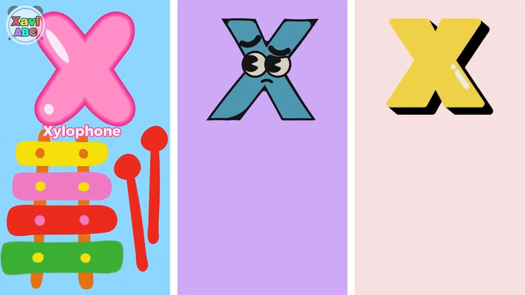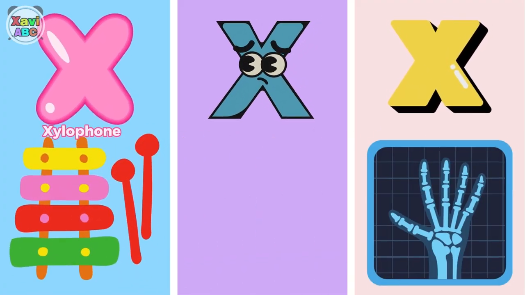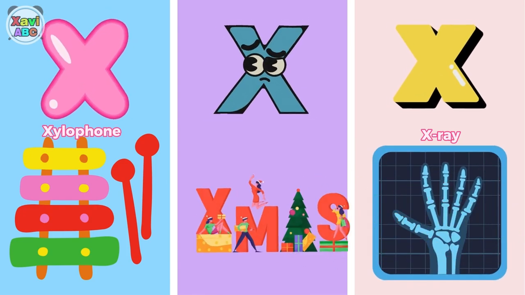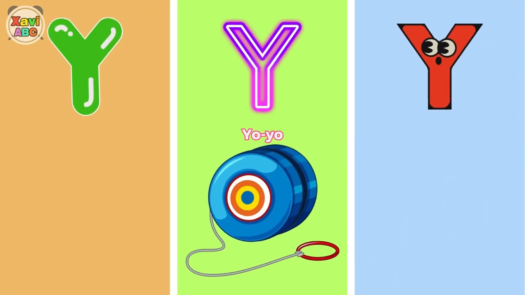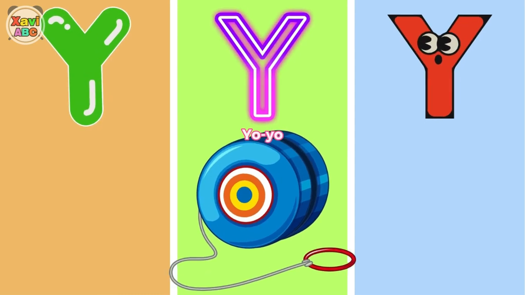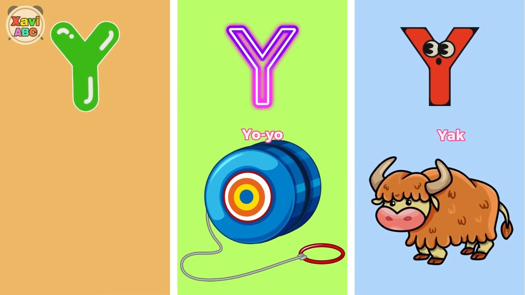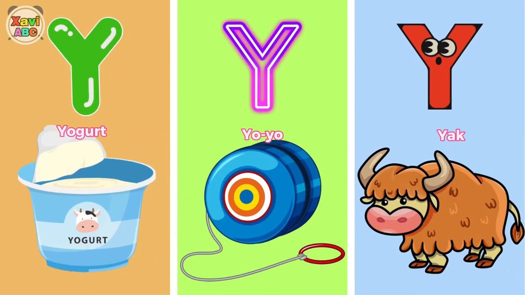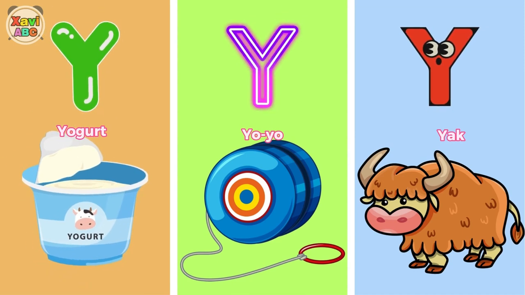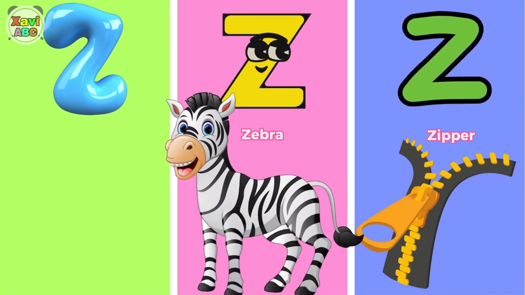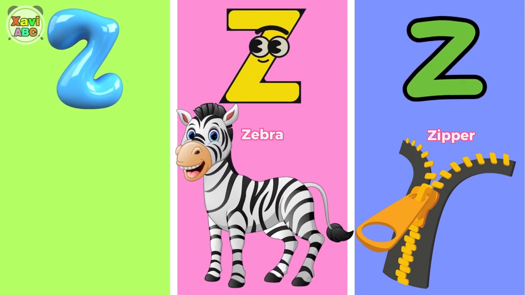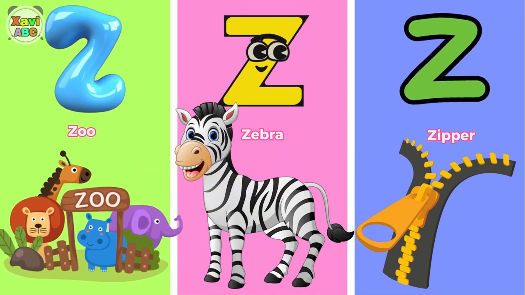X is for xylophone. X is for X-ray, X, Xmas. Y is for yo-yo, yo-yo. Y is for yak, yak. Y is for yogurt, yogurt. Z is for zebra, zebra. Z is for zoo, zoo. Yeah, bye-bye.